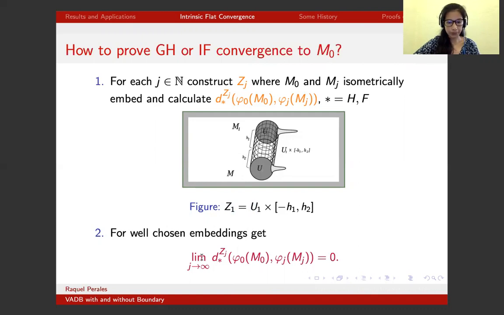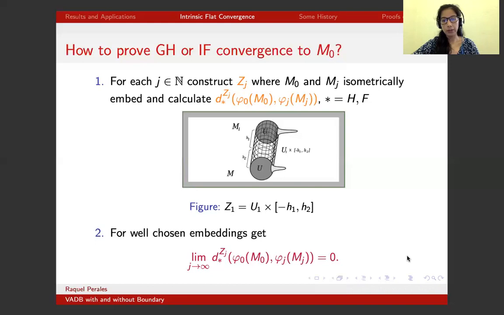And because the Hausdorff distance is an upper estimate for the Gromov-Hausdorff distance, or the flat distance is an upper estimate for the intrinsic flat distance, when we have isometric embeddings, if we manage to prove that in the limit this goes to 0, so these distances go to 0, then we will have that the Gromov-Hausdorff or the intrinsic flat distance also goes to 0. So then we were able to prove that Mj converges to M0.